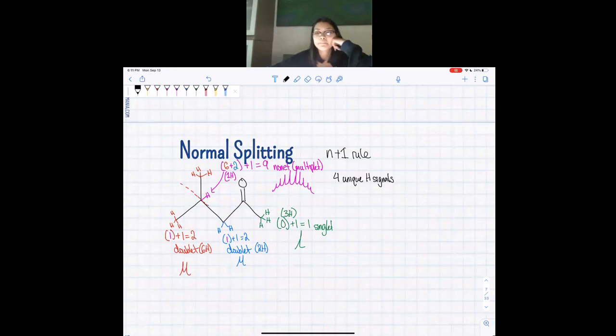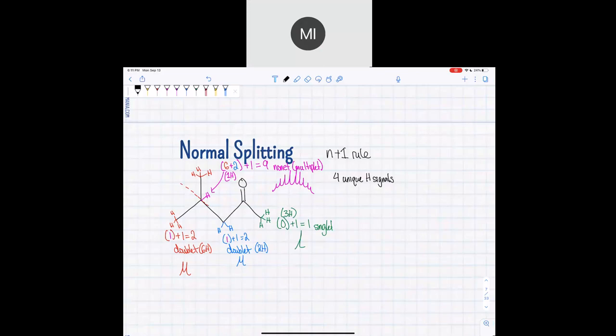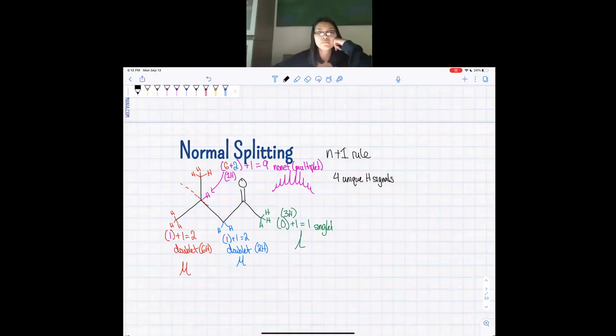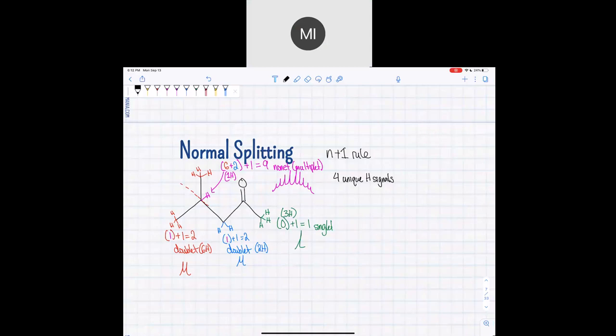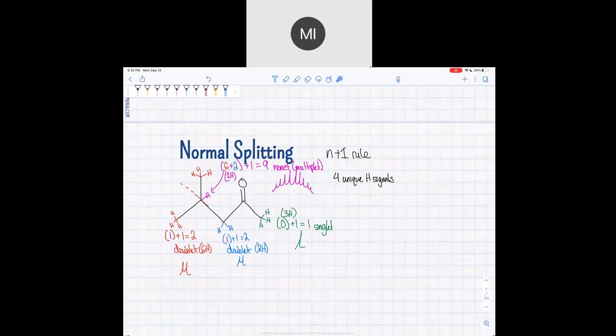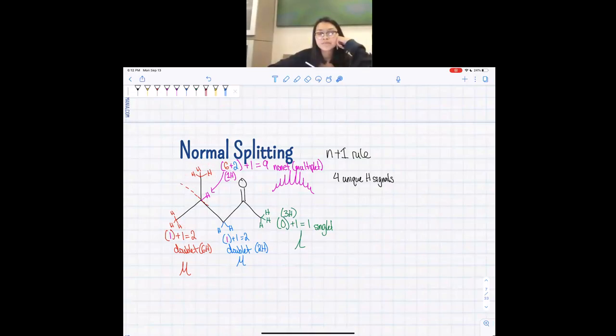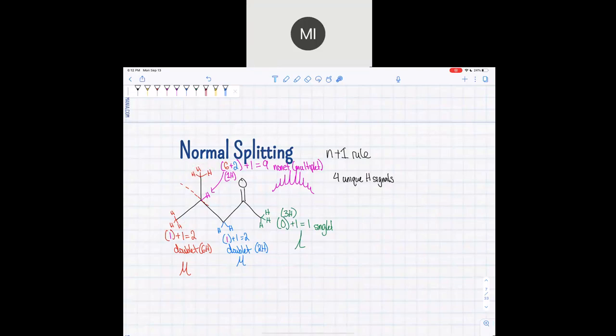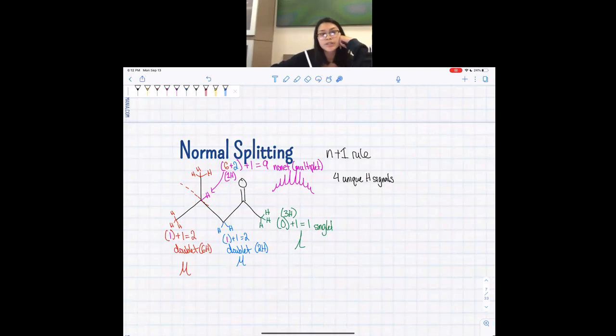I have a question regarding the four unique hydrogen signals. Are these considered to be chemically equivalent, chemically shift equivalent? They're all going to have different ppm values. The red ones are going to be in the alkyl region, 0 to 2.5, and since they're only connected to a CH, they're going to be at the lower end, probably around 1 ppm. This guy here will also be in the alkyl region, but slightly more deshielded, probably around 1.5. This and these guys are both in the alkyl region, but they're all going to have different ppm values.